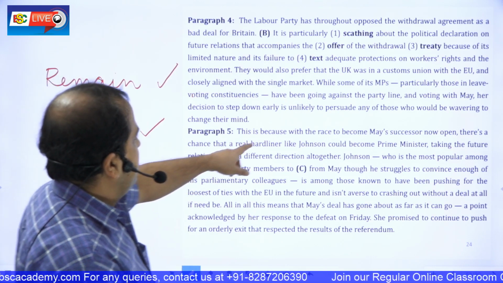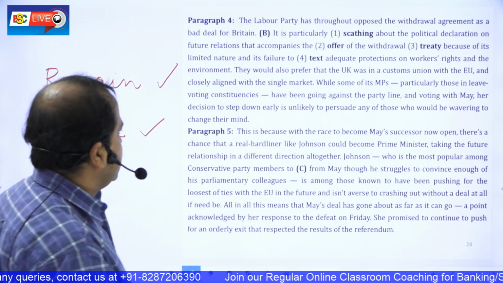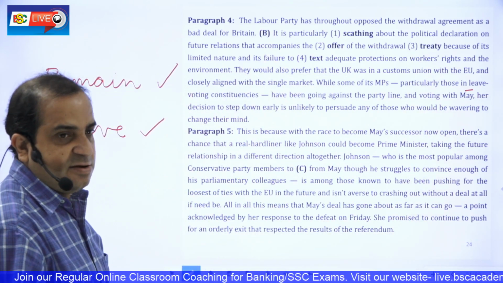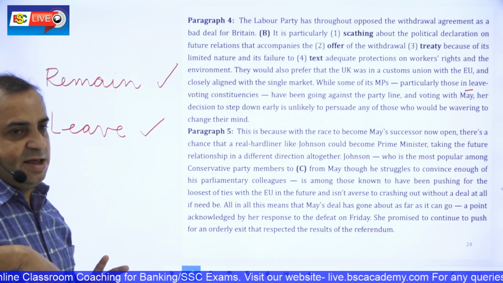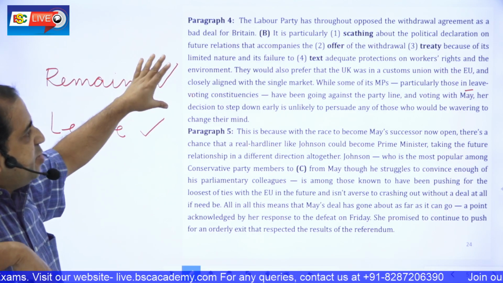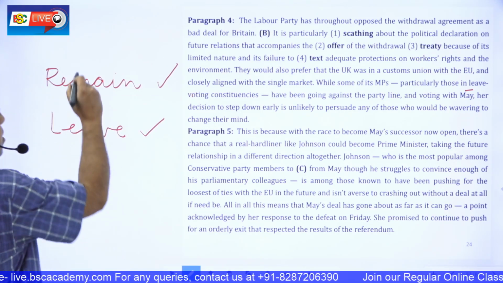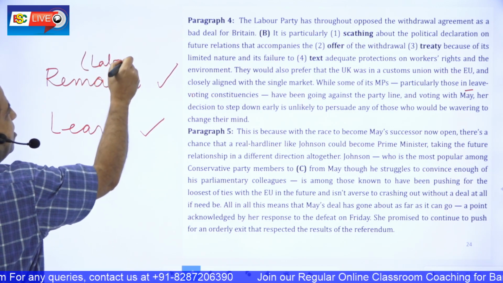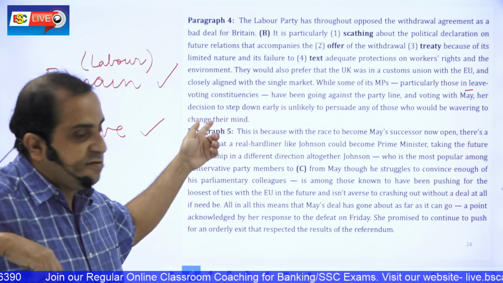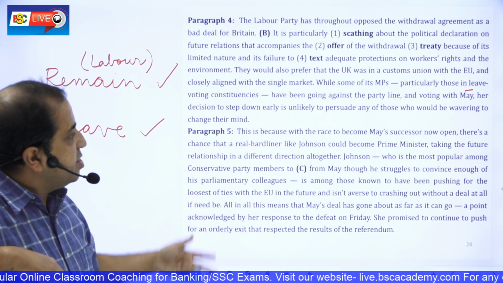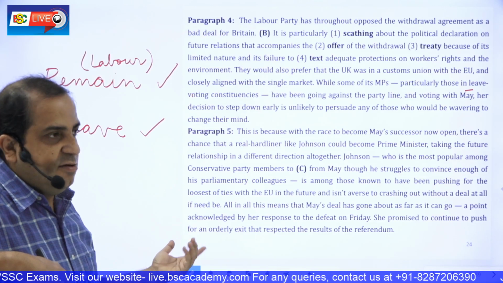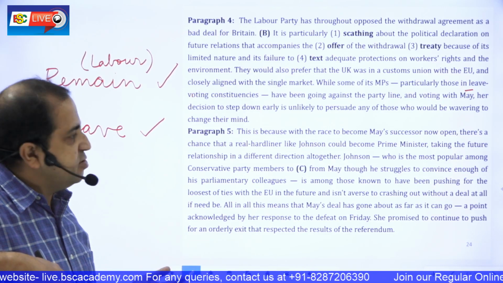Yes, where were we? While some of its MPs, particularly those in leave voting constituencies, ऐसे constituencies में जहाँ vote पड़ रहा है leave के लिए, यानी वहाँ से निकलने के लिए, have been going against the party lines. So overall क्या है? Labour Party is remain. It's in the remain group, but there are some leave voting constituencies, वहाँ के भी MPs हैं. So they have been going against the party line and voting with May. May means Theresa May. Her decision, Theresa May says, we need Brexit, we need to come out, we need to leave.